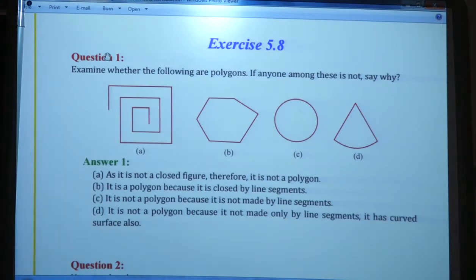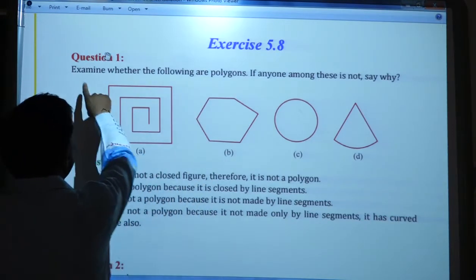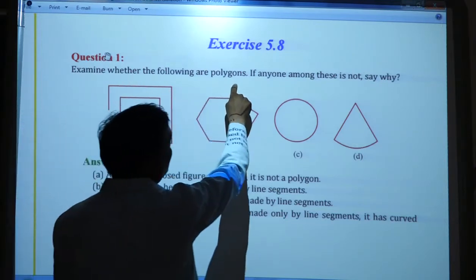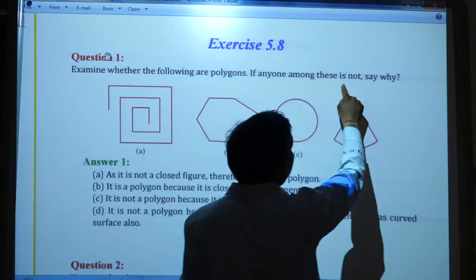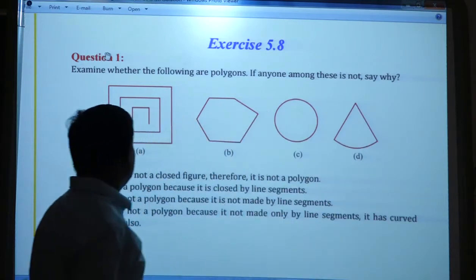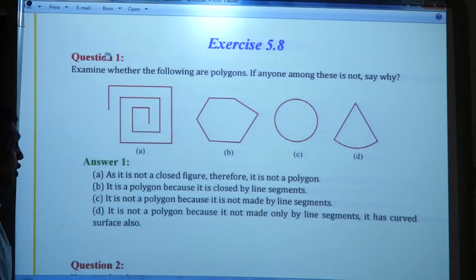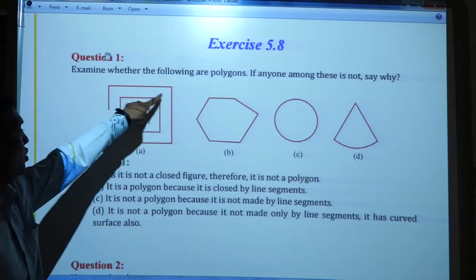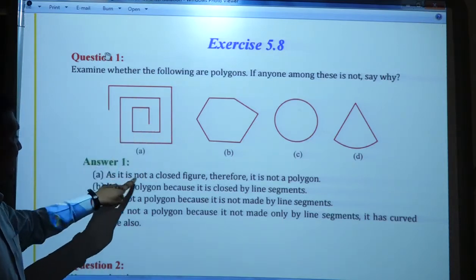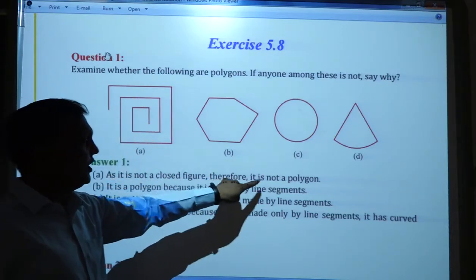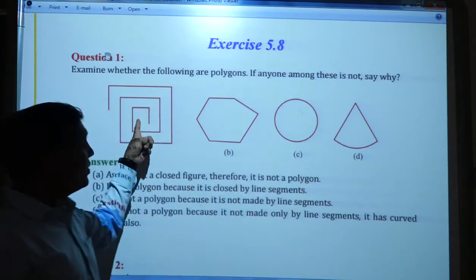Now here, exercise number 5.8. Examine whether the following are polygons. If any one among these is not, say why. Now you have to show which figure is a polygon. This is an open figure. As it is not a closed figure, therefore it is not a polygon.